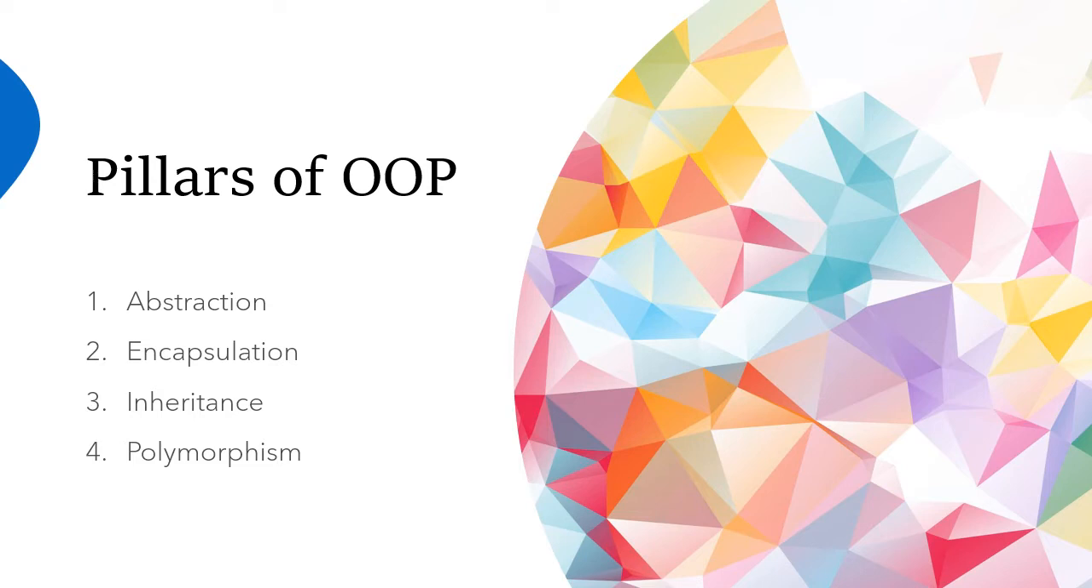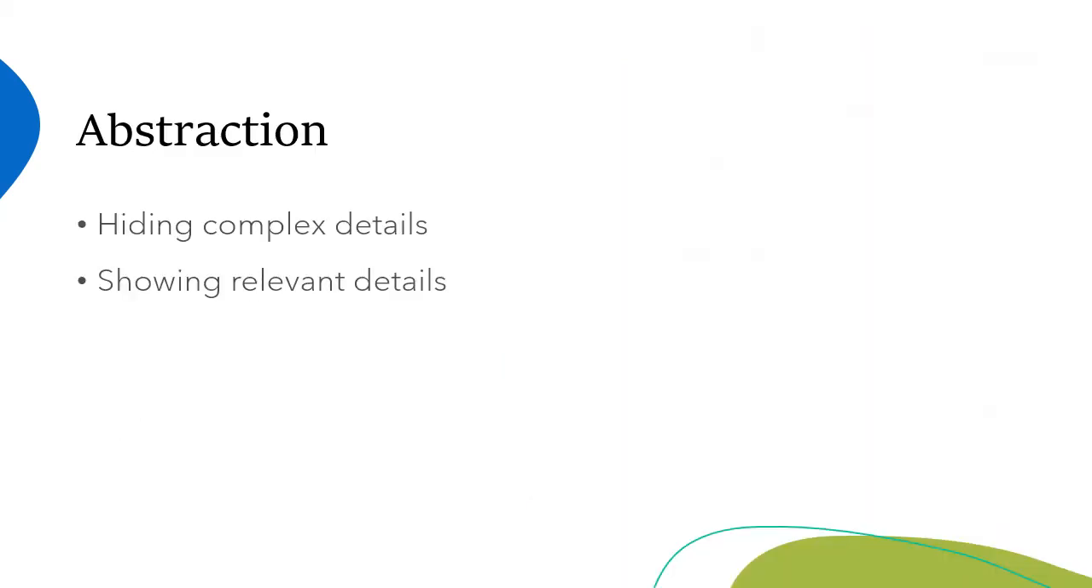Because ultimately object-oriented programming is revolving around objects, and you create object of a class. So you need to understand that the main building block of object-oriented programming is class. Now we'll talk about abstraction. Abstraction has two features. First, hiding complex details, and second, showing relevant details.